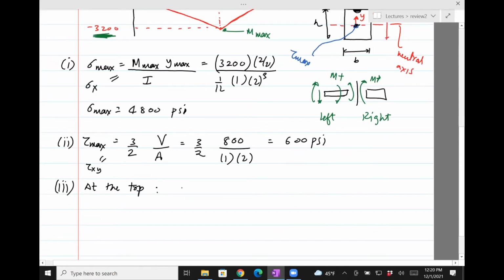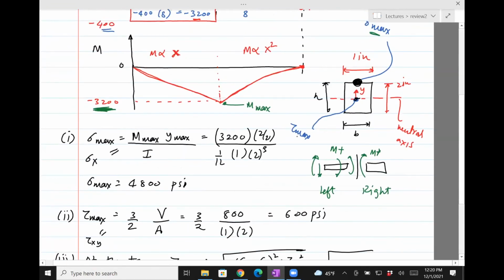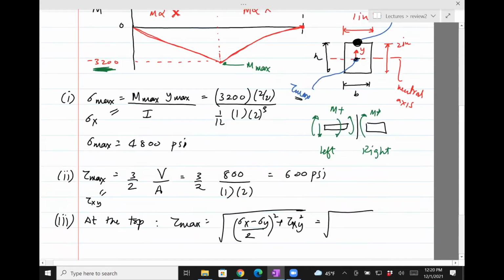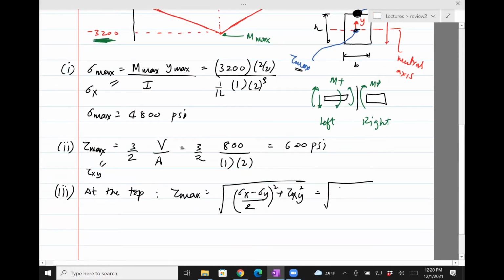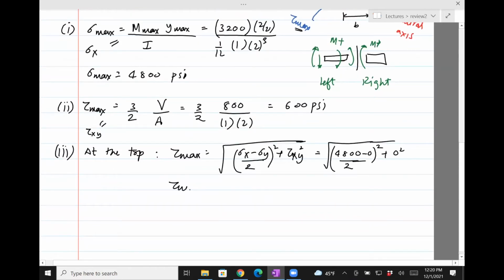we have tau max equals square root. Now at the top, we know that there's no shear force. There's only a sigma max, which is sigma x. And so I put sigma x equals 4,800 divided by 2, squared, plus 0 squared. So we can see that tau max is 2,400.